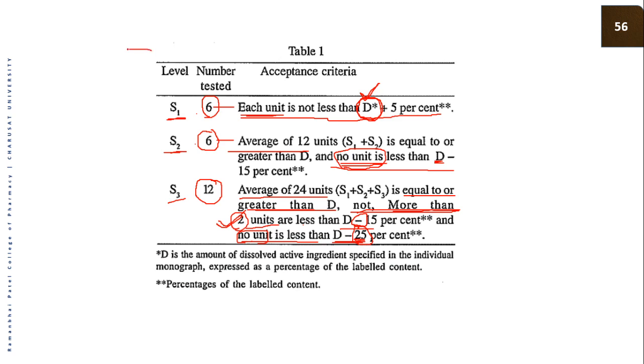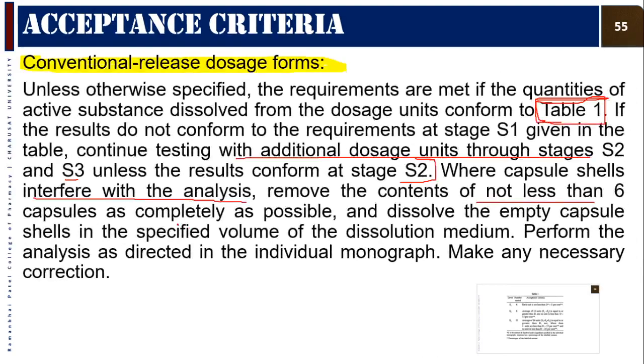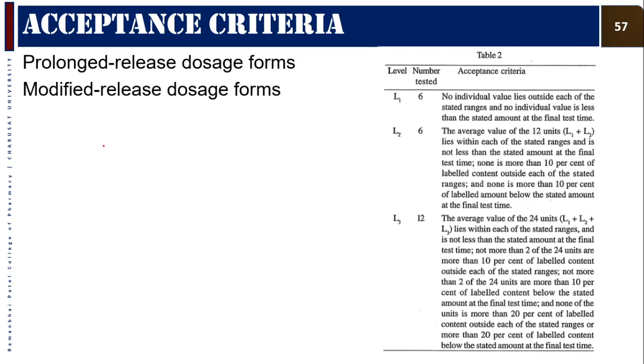If our capsules pass all these 3 stages, right, then we can say our dissolution test is passed for the particular batch. So this is the acceptance criteria for the conventional release dosage form. Now in a similar case we are not going to discuss the rest of the categories, that is prolonged release dosage form. As I said, in Indian Pharmacopoeia there are basically 3 categories generally considered with reference to the release pattern. One is the conventional release, another is prolonged, and another is the modified release dosage form.